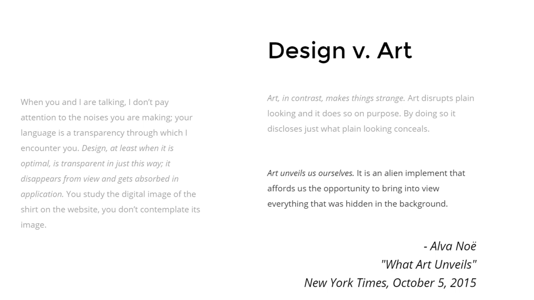So Noe sets up a very nice contrast between design and art. Design, just like Rams had mentioned, is supposed to be transparent, right? Less is better, right? Art, on the other hand, is supposed to strike us as alien, as strange, to make us wonder why this thing is presented in the way it is, so that we can question it and then question ourselves.